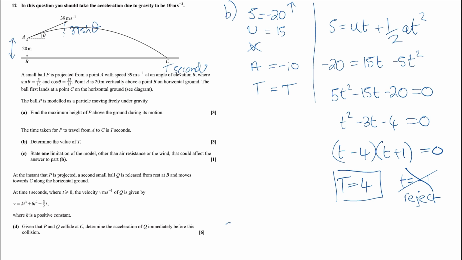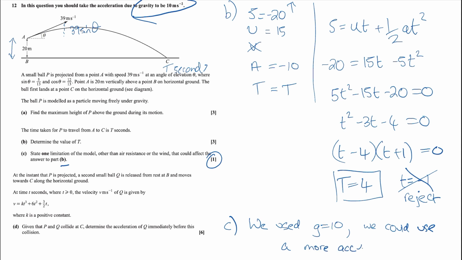Okay, part C. This is always a nice straightforward 1 mark. State one limitation of the model other than air resistance or the wind that could affect the answer to part B. Well, the key in this question is we used G equals 10. We could use a more accurate value, because as you should know, G is about 9.81. Okay, fantastic. Let's move on to part D.